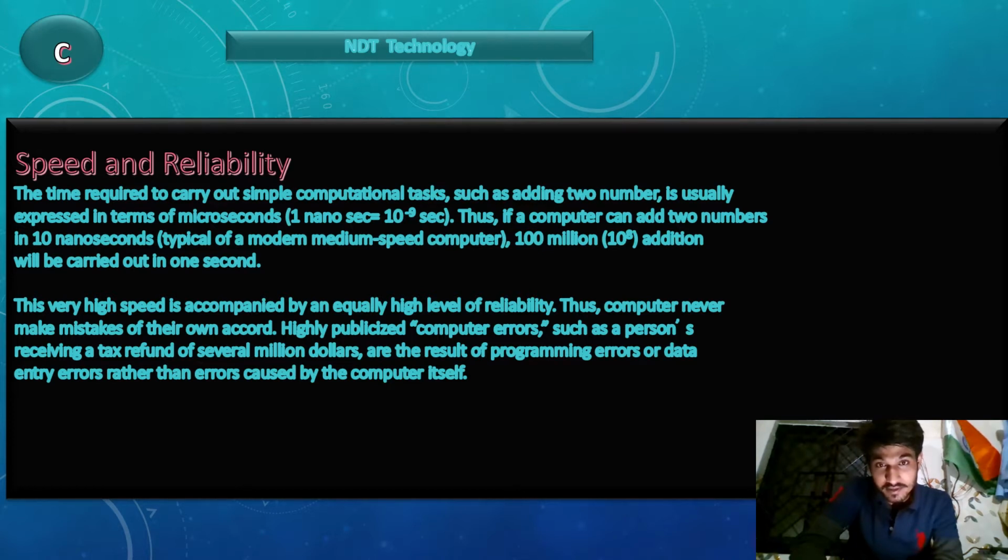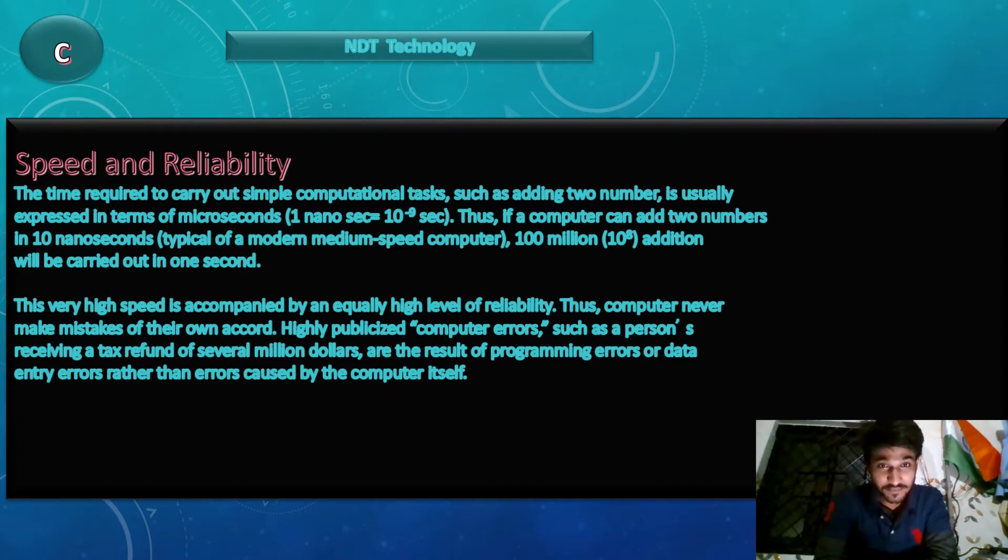But this is from the machine's overview. It's not from a human computational perspective, because if you give a two-number adding task to any human being, it takes almost 10 to 20 seconds, or maybe 5 seconds. But here the computer takes only 1 nanosecond. Any machine takes some microseconds or nanoseconds, which is a very small number. So this is a simple understanding of speed and reliability in terms of computational tasks.